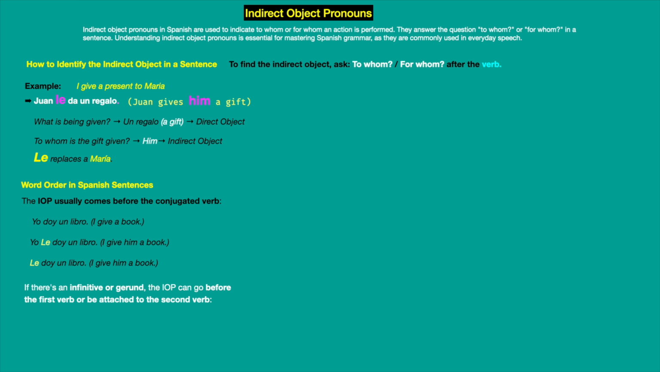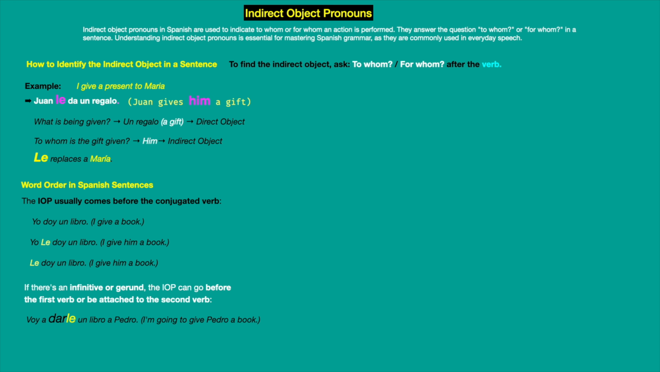So here we have another example. If there is an infinitive or gerund, the IOP can go before the first verb or be attached to the second verb. So let's take a quick look at this. If I say "voy a darle", you can see that "dar" is the verb to give in infinitive. So then we are going to put "le" attached at the end of the infinitive verb. So "dar", then "le". "Voy a darle un libro a Pedro".